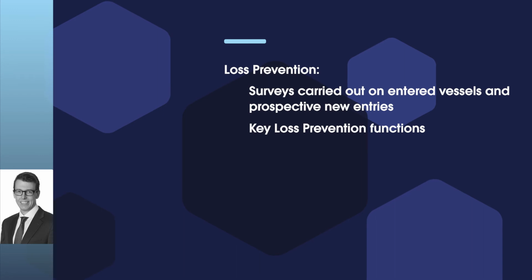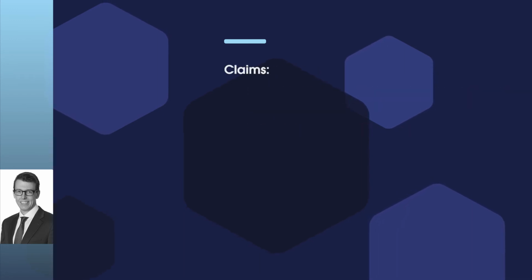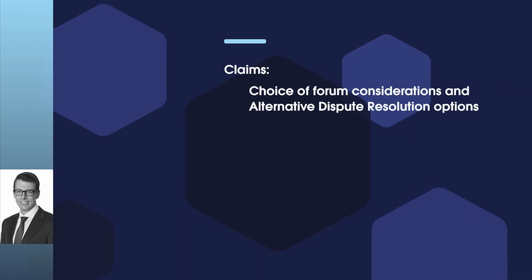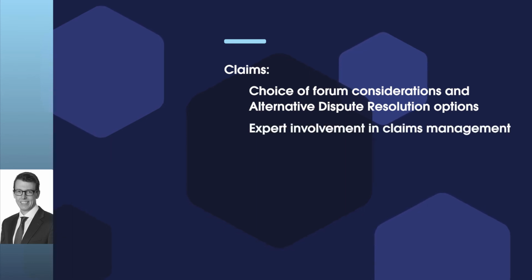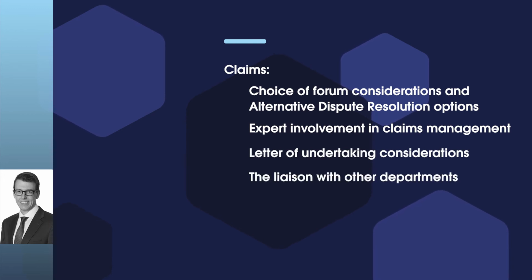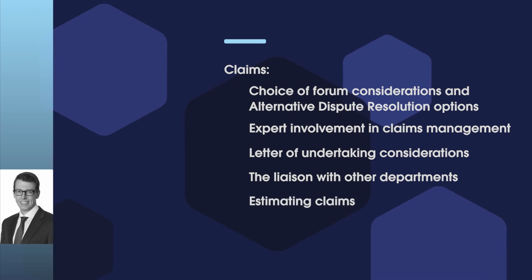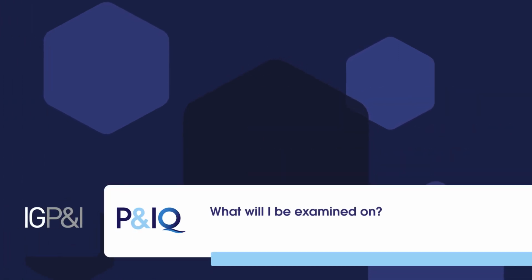Key loss prevention functions. Claims: choice of forum considerations and alternative dispute resolution options, expert involvement in claims management, letter of undertaking considerations, the liaison with other departments, estimating claims.